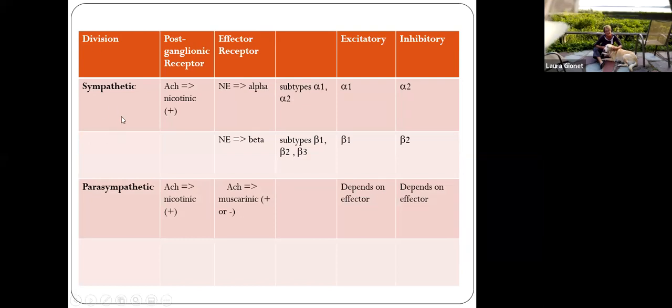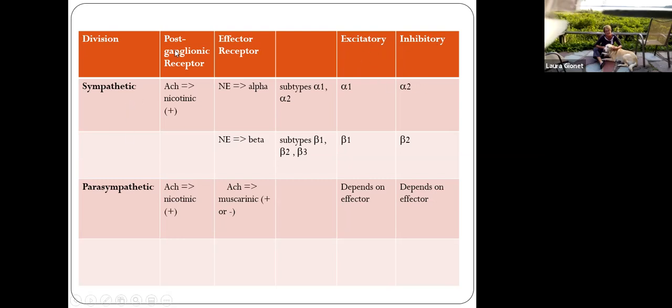And then here we're comparing again, these charts are very handy. So if you're not as good at reading through the notes and identifying those different functions and comparing and contrasting, try drawing out these charts. So we have the division, sympathetic and parasympathetic. We have the postganglionic receptor, the effector receptor, and then excitatory or inhibitory. Which receptors are excitatory or inhibitory?